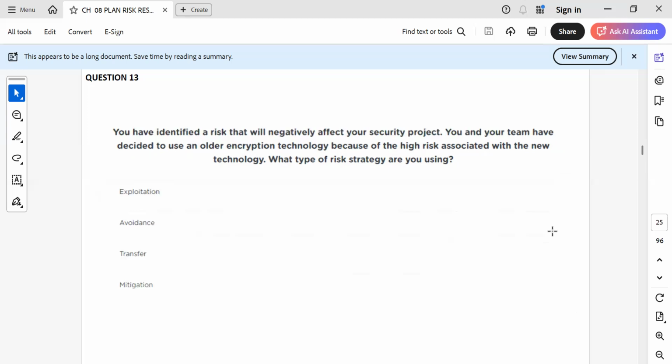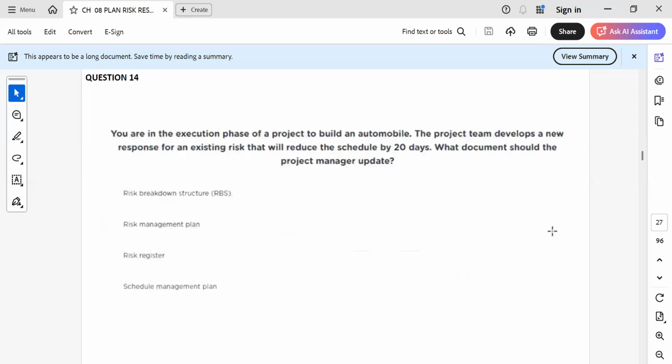They are not going to reduce the impact, they are going to eliminate the impact. They are going to eliminate because the probability and impact, they're going to make both of them zero by not going with the new technology and going with the old plan. That's right. Okay.